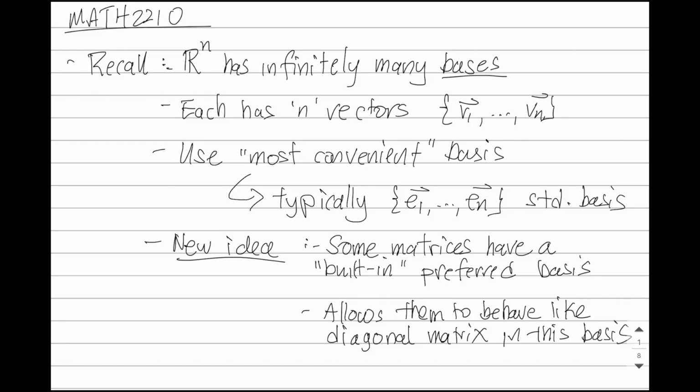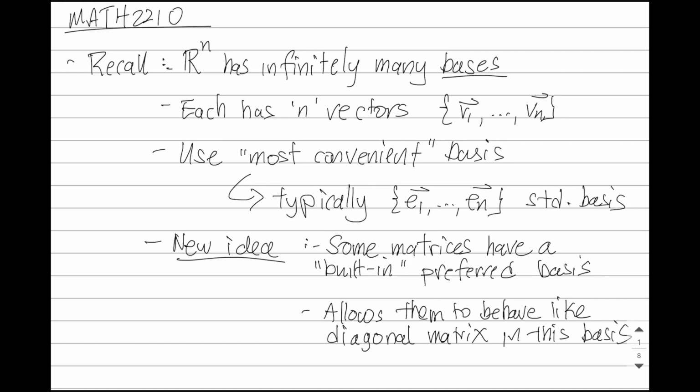Rn has infinitely many bases. The only thing common between these bases is that they have to have the same number of vectors. So for an n-dimensional space, it has to have n basis vectors. As a general rule, we use the most convenient basis for whatever problem we're working in. Now, generally, standard basis is our most convenient one, but right now we're going to consider a different basis.